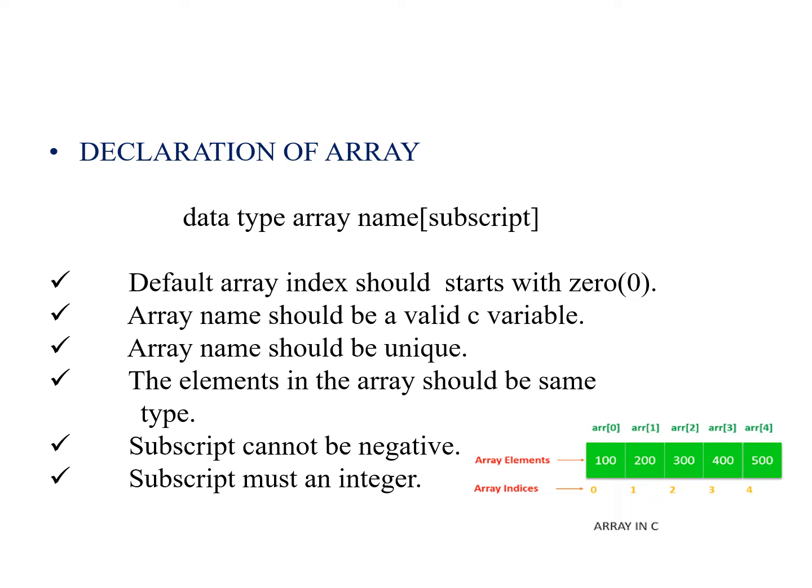Now we see how to declare an array. By using a data type, an array name and a subscript, we can declare an array. Here are some points to remember. The array name should be a valid C variable name. The array name should be unique. All the elements in the array are of the same type. The subscript cannot be negative. The subscript must be an integer value.